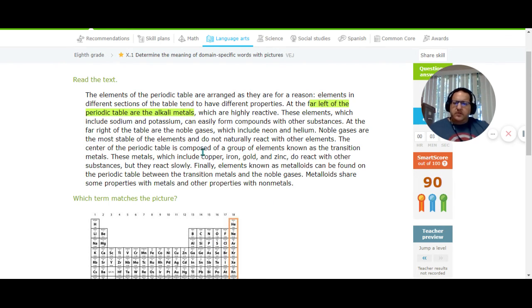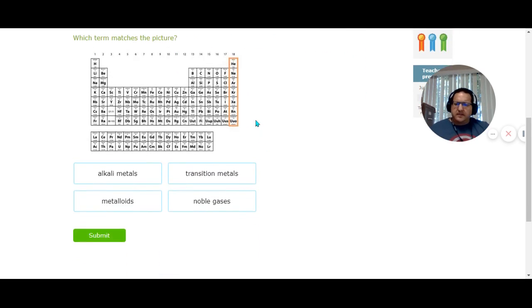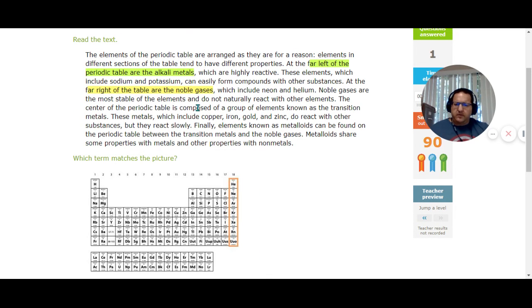These elements, which include sodium and potassium, can easily form compounds with other substances. At the far right of the table are the noble gases, which include neon and helium. So I see, hey, now I know far right, noble gases. And then it, of course, goes on to give you some other information, but based on what I'm seeing here, I can guess that what is mentioned here is the noble gases, right, all the way down here.